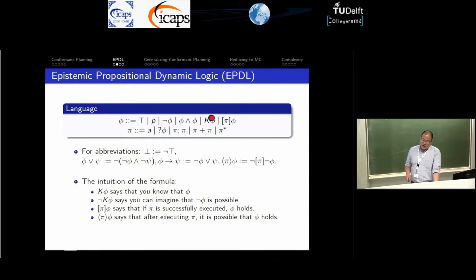It's a Boolean formula, and it has a modal formula K phi. It means an agent knows that phi, and we have a regular expression pi as a program. So the program is a regular expression. The meaning of the formula K phi is that the agent knows that phi.